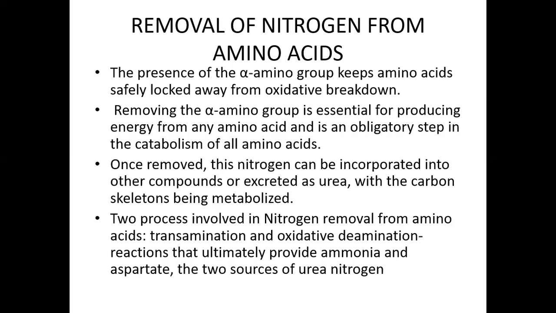So once the amino acid is removed, this nitrogen can be incorporated into other compounds or excreted as urea, with the carbon skeletons being metabolized to produce energy or other needful products in the body. So these two processes involve nitrogen removal from amino acids, transamination and oxidative deamination reactions, but they ultimately provide ammonia and aspartate, which are the two sources of urea nitrogen.